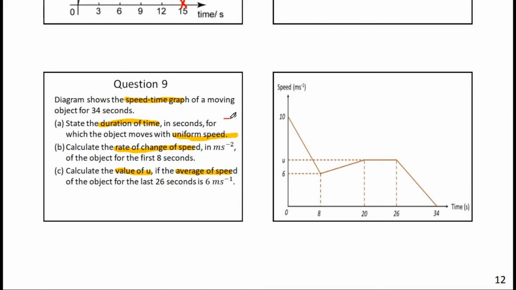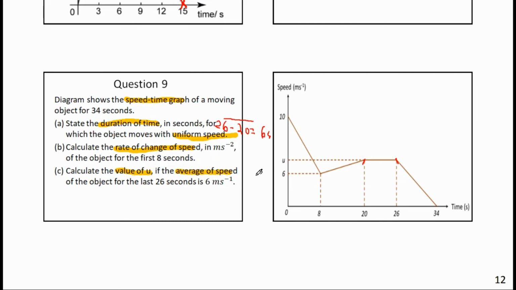Okay, so for A. Uniform speed means we have to look for the flat line. So here's the flat line. From 20 seconds to 26 seconds, so 26 minus 20 equals 6 seconds. Calculate the rate of change of speed. So this is acceleration. To find acceleration from a speed against time graph, we have to look for the gradient.